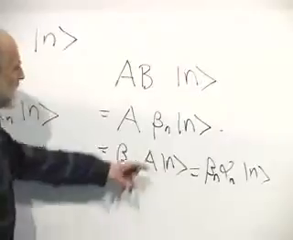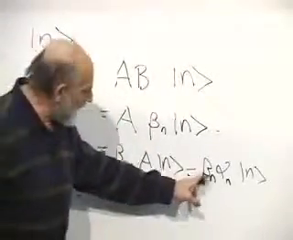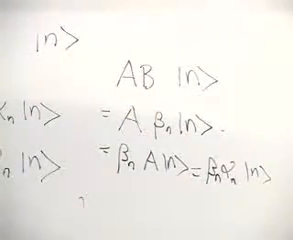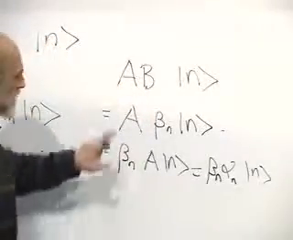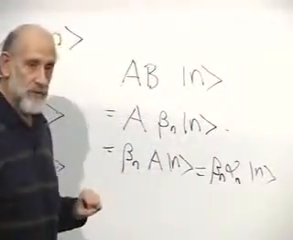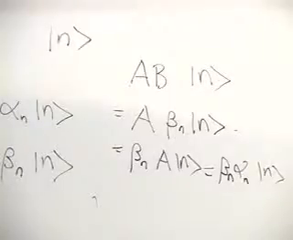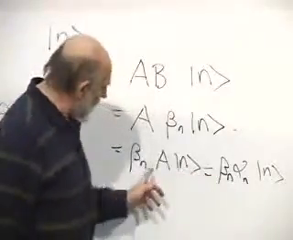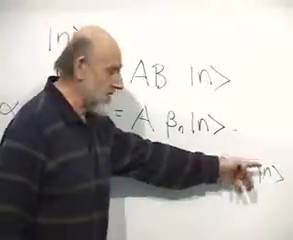In other words, the same set of vectors are eigenvectors of the product A times B with eigenvalues which are just the products. But we can also see from this that it doesn't matter which order we multiply A and B. If they have a simultaneous set of eigenvectors, in other words, if there's a basis which are simultaneous eigenvectors of both operators, then it doesn't matter which order we multiply them, because in any order we're just going to get beta n times alpha n times n.